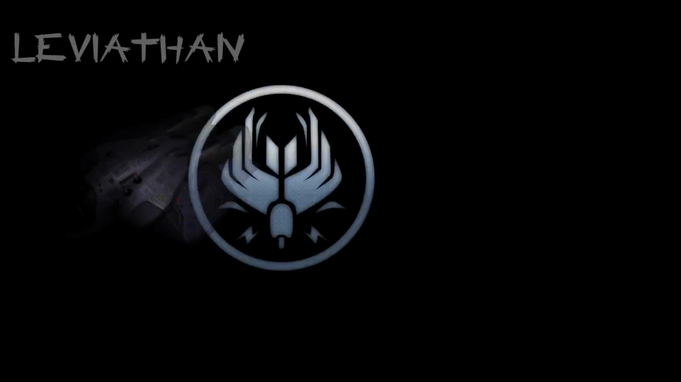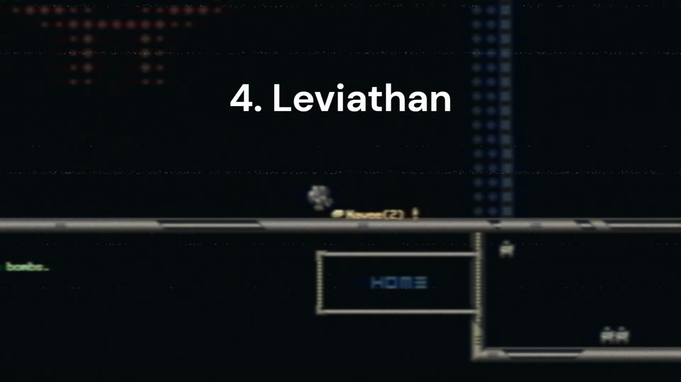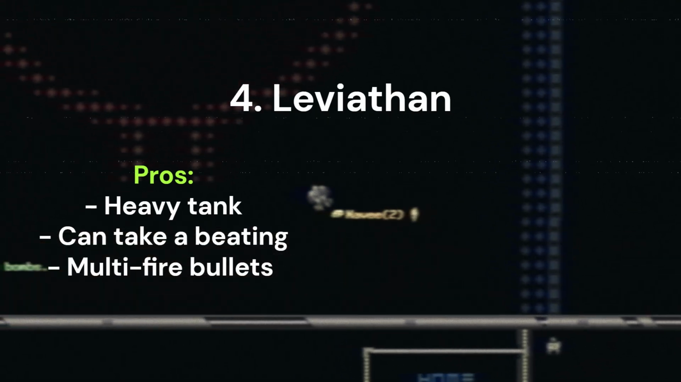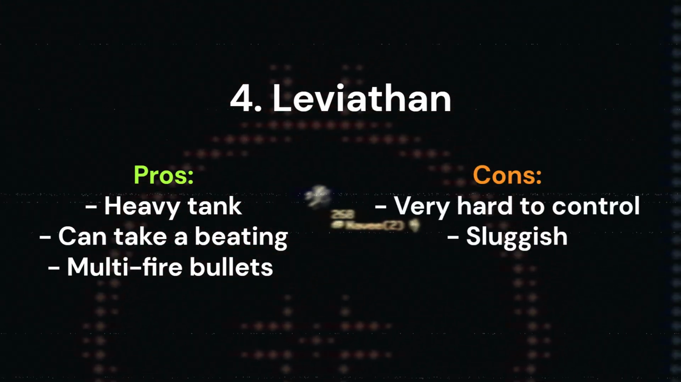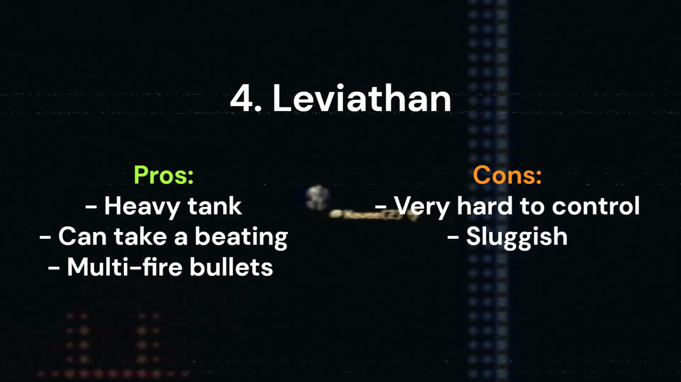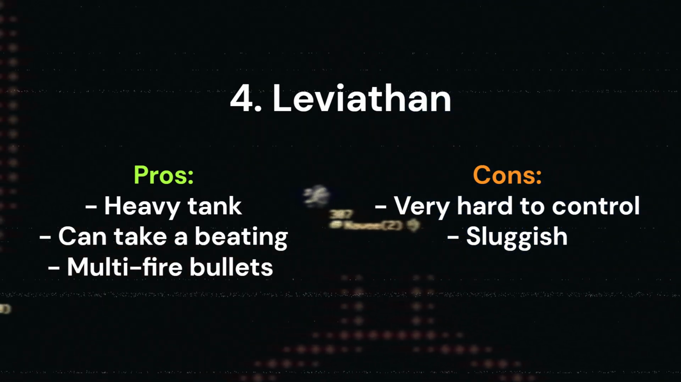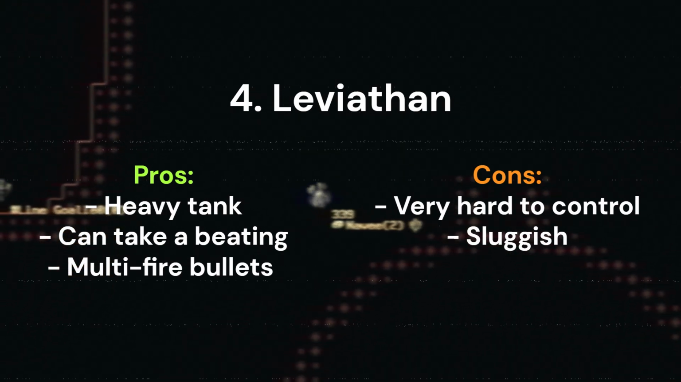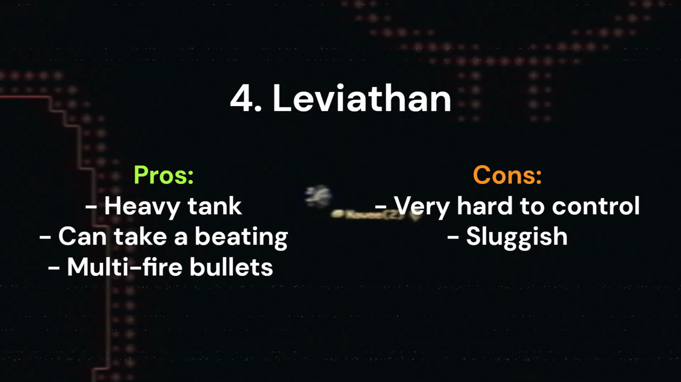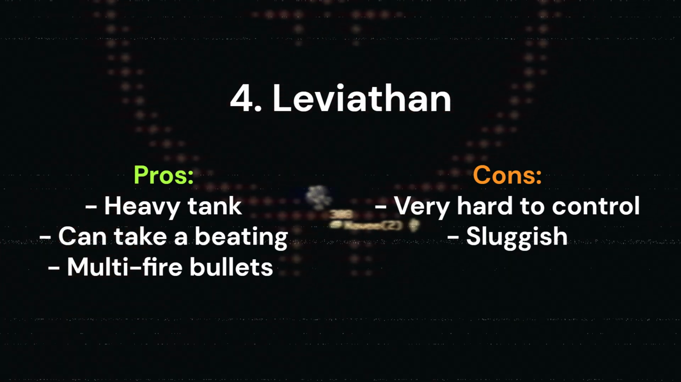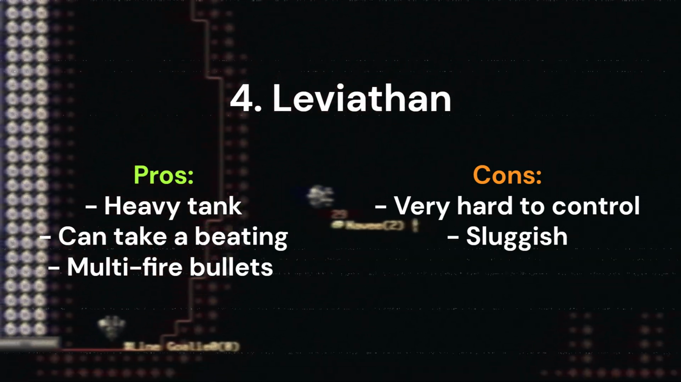Ship number 4 is called the Leviathan. And the Leviathan you can think of as like the Hulk, right? It's a big, slow ship. It has strong armor. It's very hard to control, but it can take a lot of shots. It can get hit many times before it goes down. And it also has strong bullets, right? It can obliterate lesser ships. So if you like to be this hulky, big, sluggish type of tank, the Leviathan is for you.